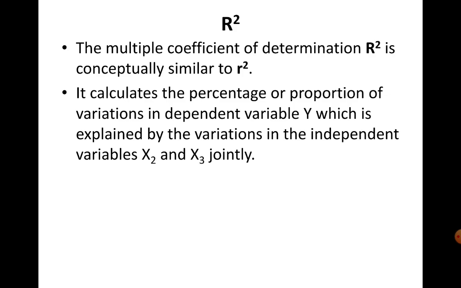What is capital R square or multiple coefficient of determination? It calculates the percentage or proportion of variations in y variable which is being explained by variations in the independent variables x2 and x3 jointly. That is, together how much do variations of x2 and x3 explain or account for variations in y variable.